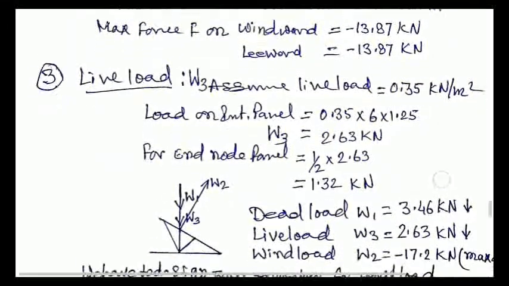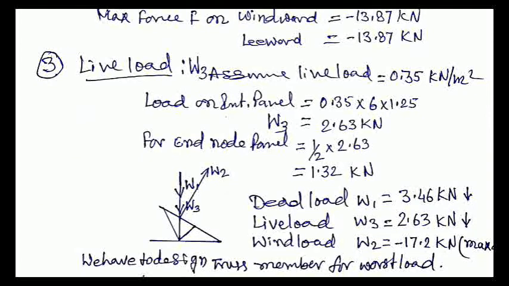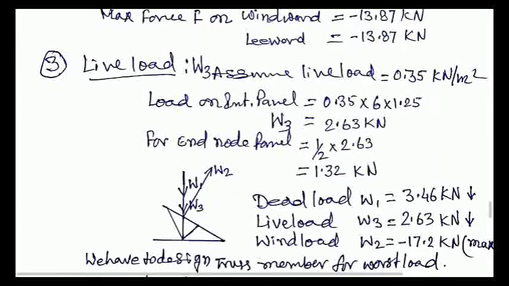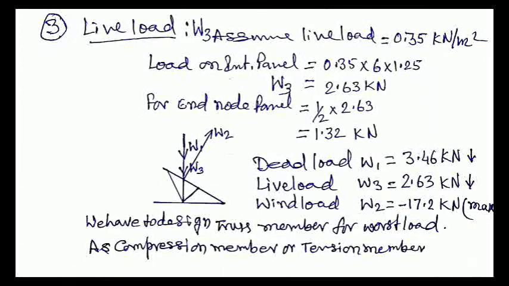Now live load, which is W3. Assume live load according to IS code will be equal to 0.35 kilonewton per square meter. Load on interior panel will be 0.35 into 6 into 1.25, because it will be vertically downward, so we will take the projection. So the horizontal width is taken. So total load W3 will be 2.63 kilonewton, and on both end nodes, the load will be half, so it will be 1.32 kilonewton.